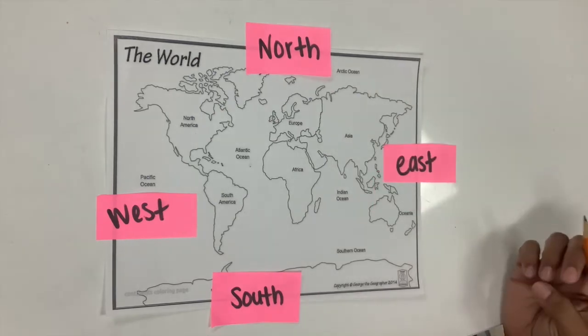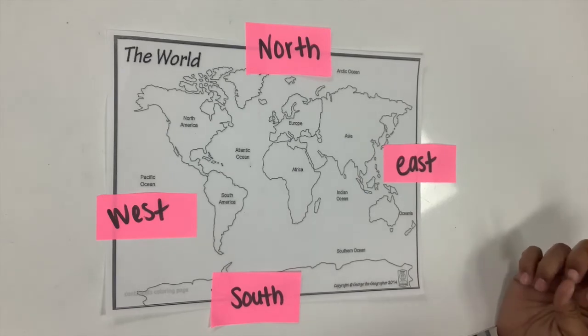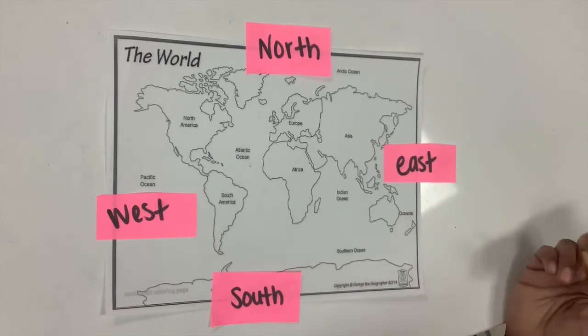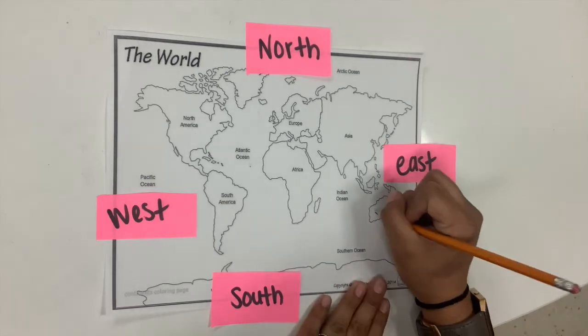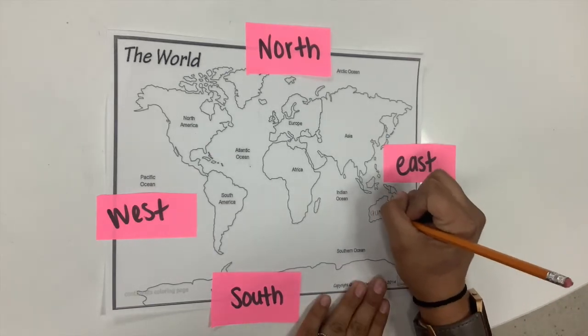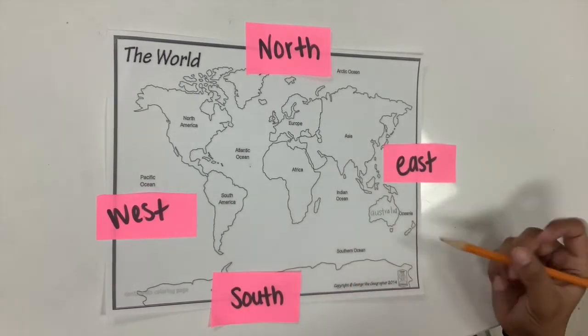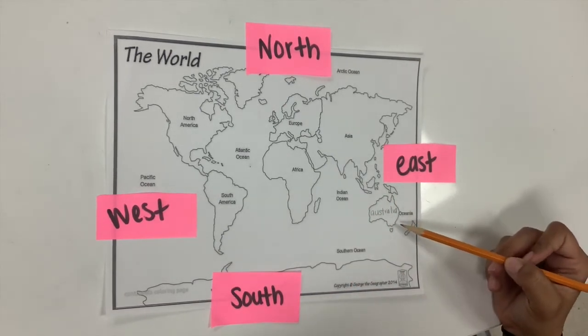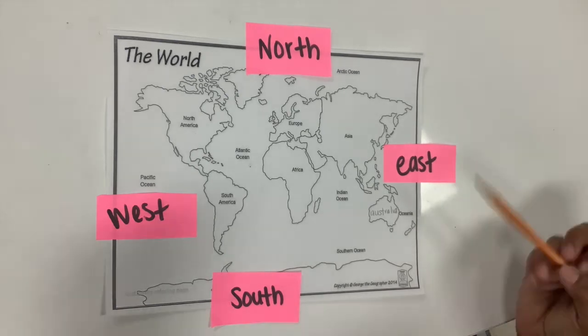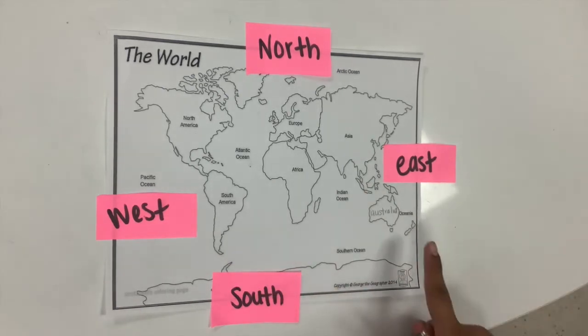Friends, let's try Australia. Do you remember back in December we talked about Christmas in Australia and how it's really, really hot there during our winter? Well, I'm going to write the word Australia right in here. You could write it outside if you'd like. And I want you to tell me, friends, is Australia east or west on this map? Is it east or is it west? That's right, it's east.